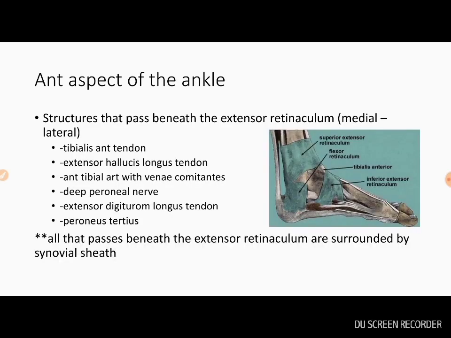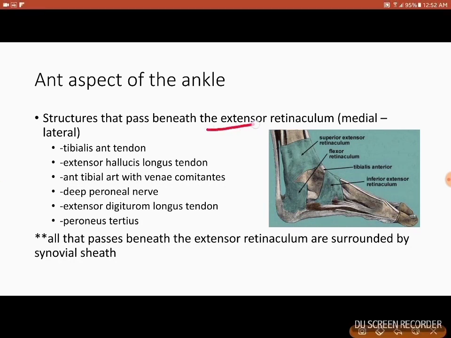Hello, and welcome to our topic about the ankle foot region. First, let's talk about the structures that pass beneath the extensor retinaculum. These structures are aligned from medial to lateral.